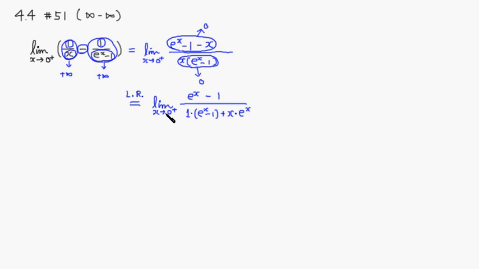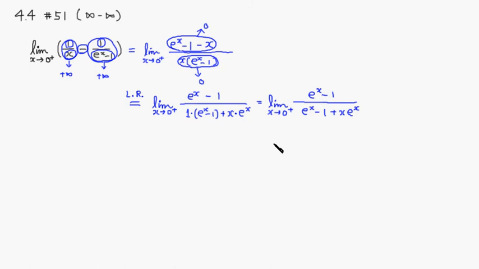Alright, so clean it up a little bit. Alright, let's clean up. So you have a limit still. x approaches 0 from the positive side. Alright, you have e to the x minus 1, so that looks nice already. Here we clean up and you have e to the x minus 1 plus x times e to the x. Right, so just clean up.